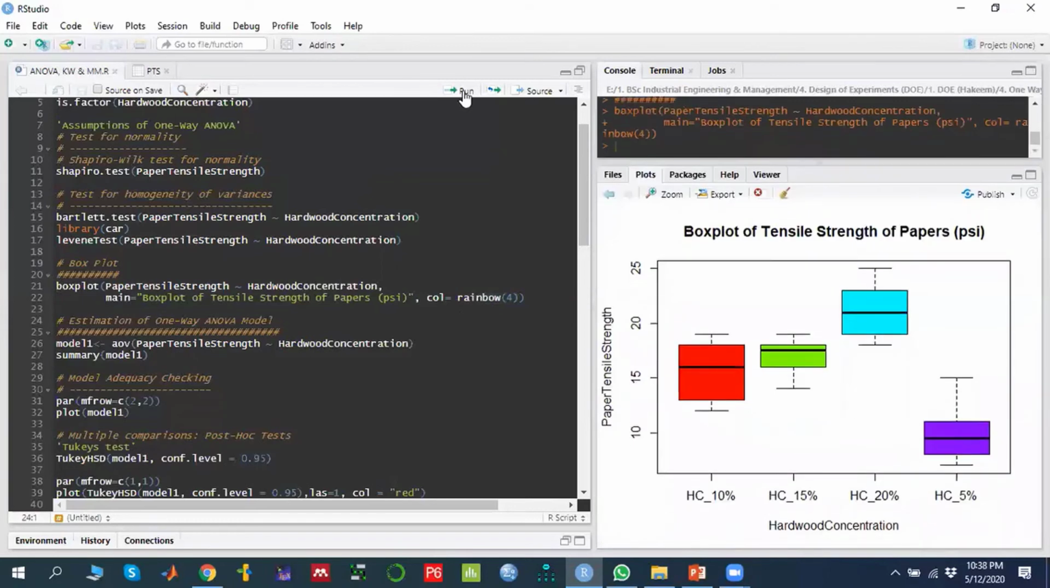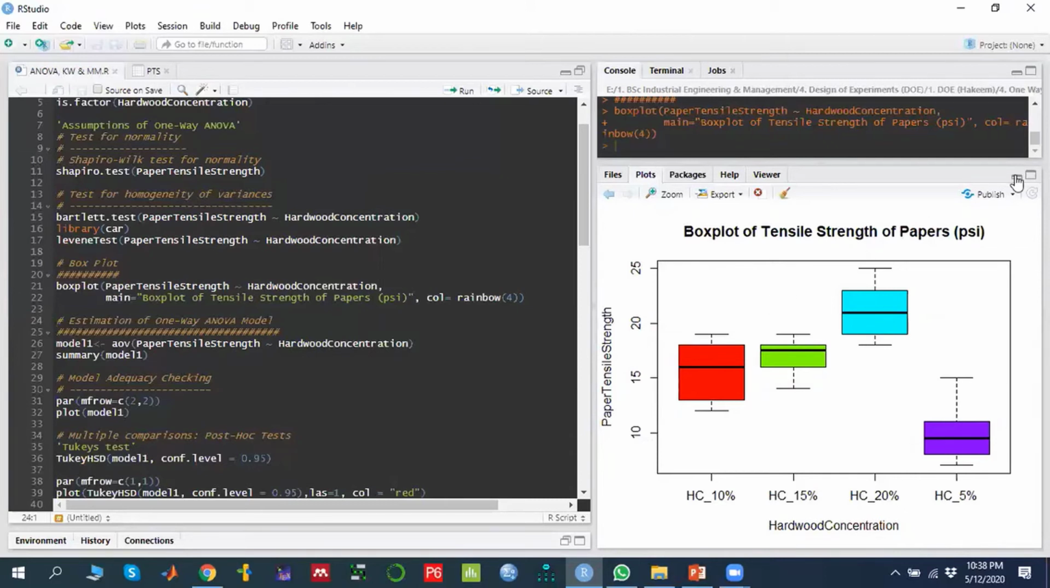So if I run this command, now I can see the paper strength at different hardwood concentration levels. Now we can see over here that on average, it seems that the paper strength for different hardwood concentrations would be different. Or you can say that the hardwood concentration percentage is affecting the paper tensile strength. But this is basically the descriptive approach. So we can just hypothesize from this graph.